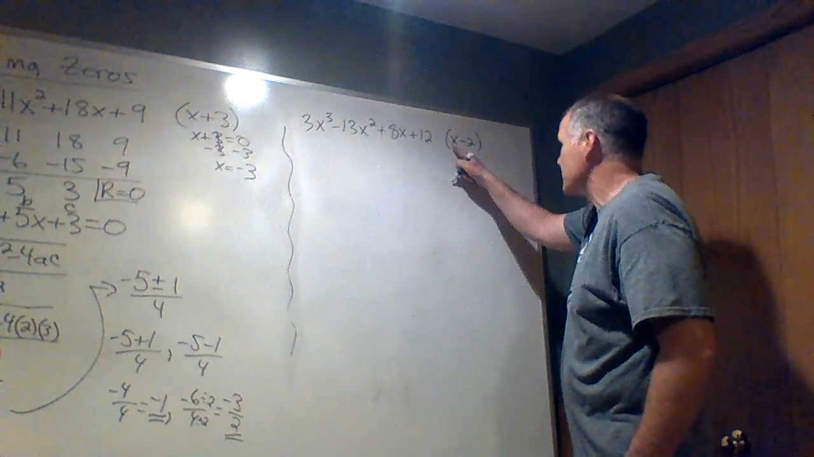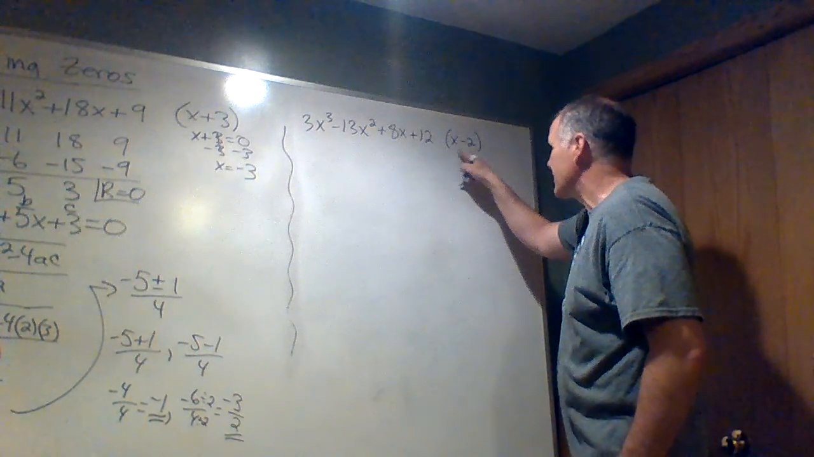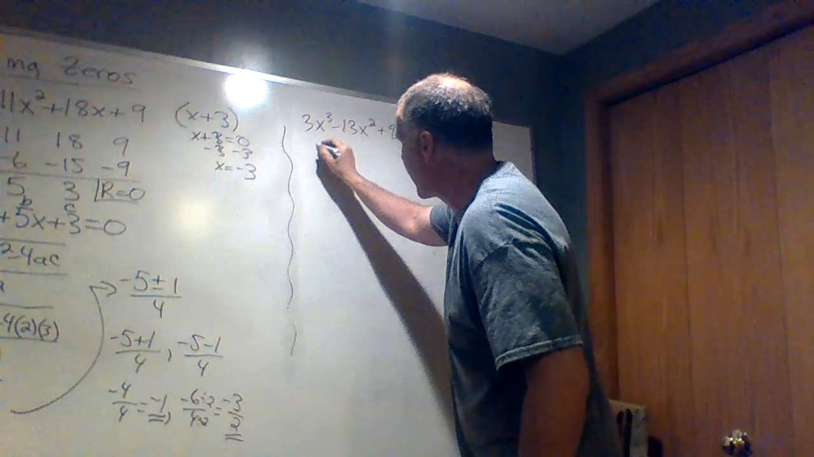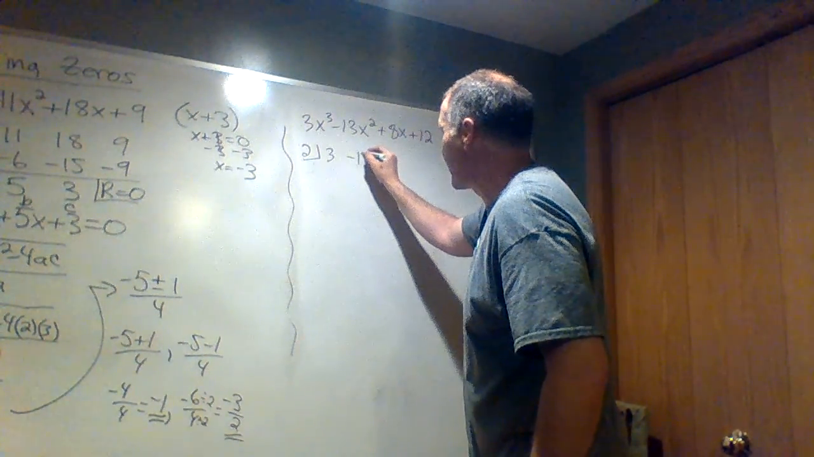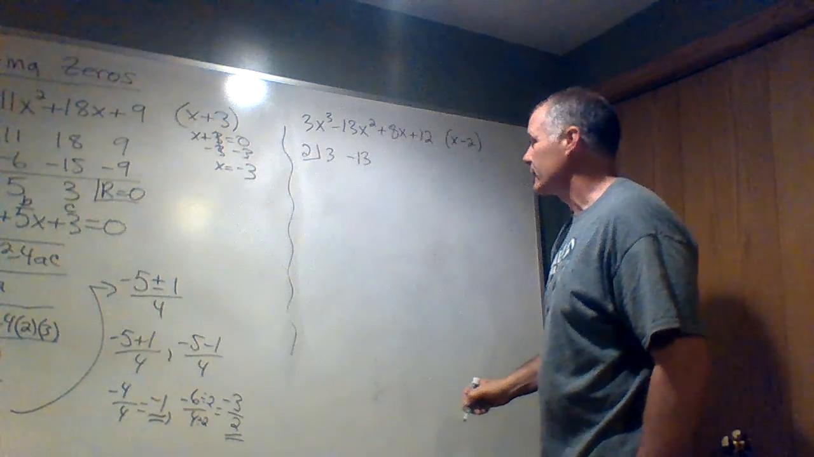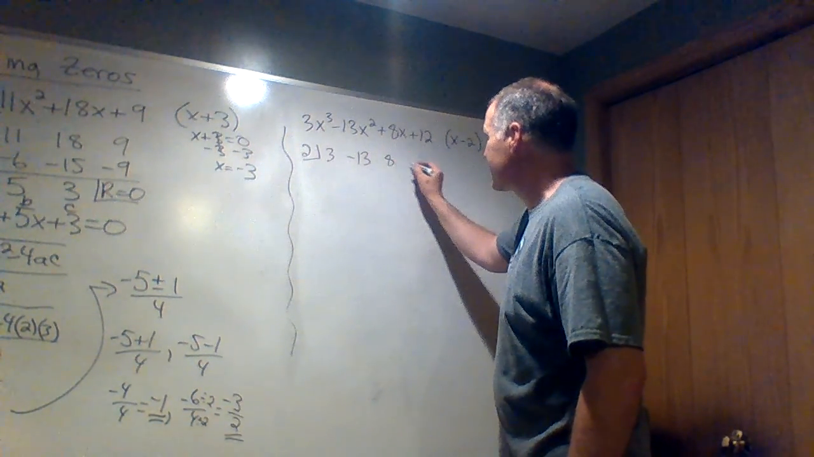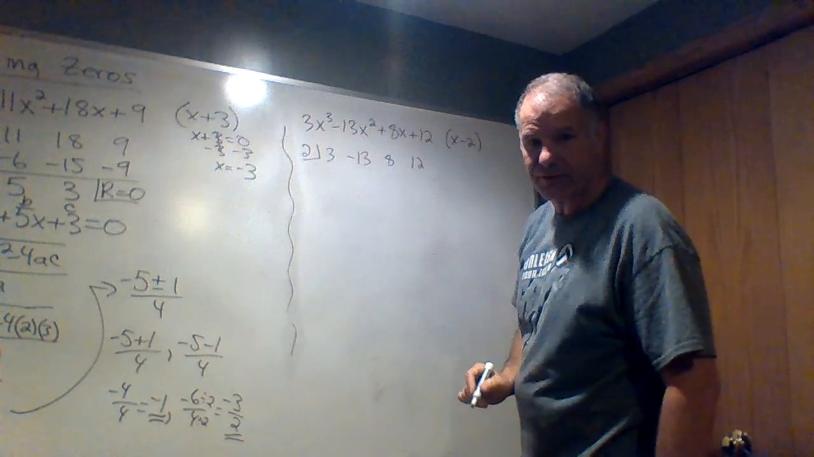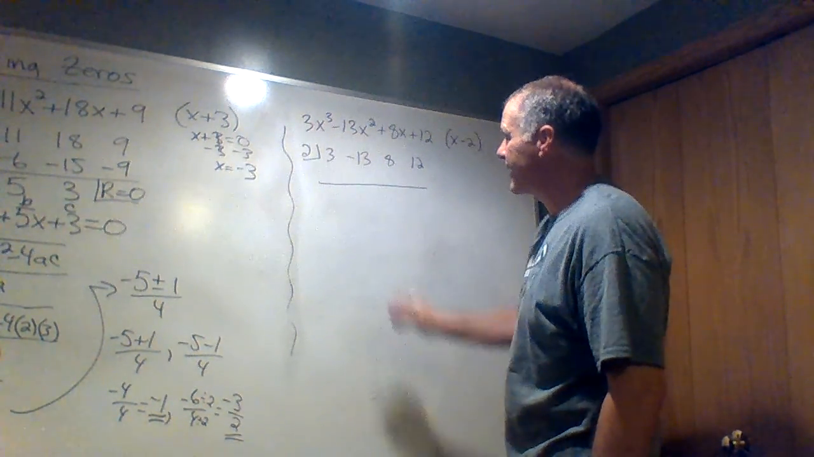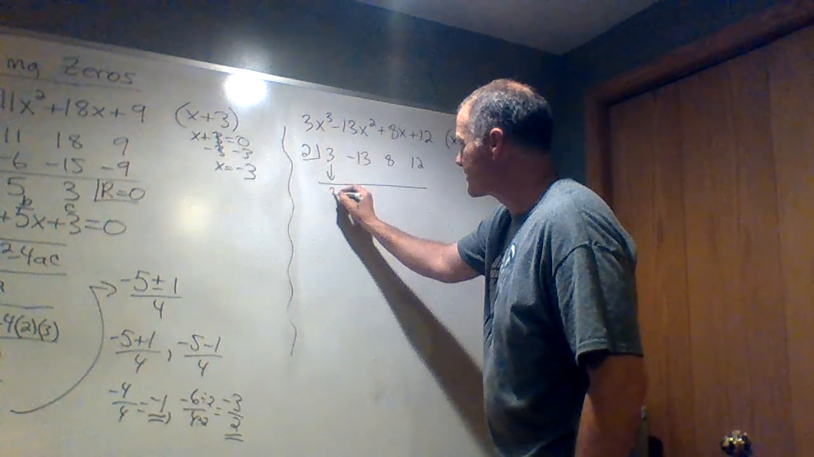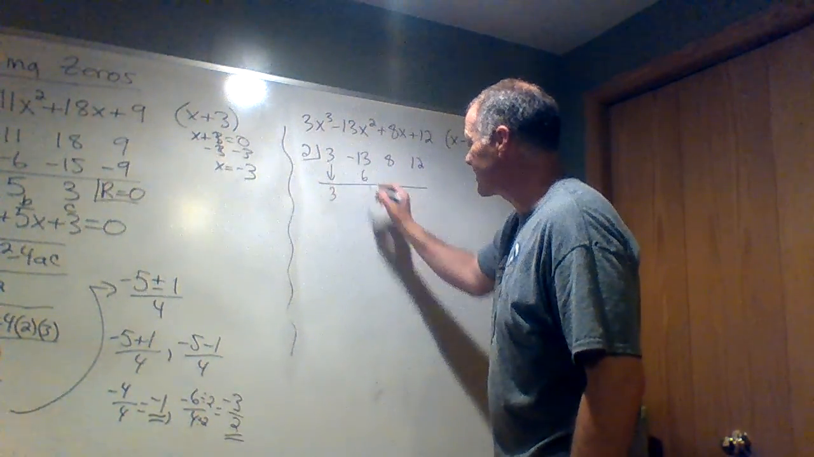Okay, this time it's x minus 2. So remember, if I solve for 0, I get a +2, and then my coefficients are 3. Now again, watch your signs. That's a -13. Okay, +8 and +12. Right? Okay, I draw my line. Okay, remember the first number comes down. 2 times 3 is 6.